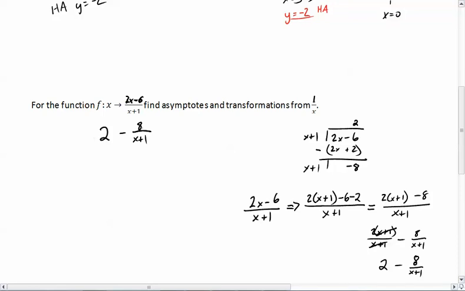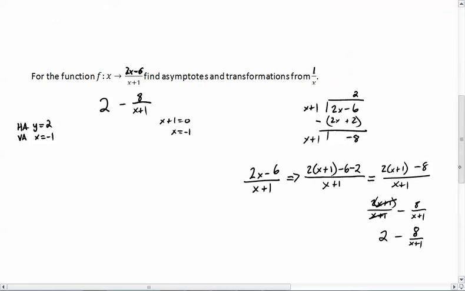Okay, so we need asymptotes, we need transformations. So let's do asymptotes first, horizontal and vertical. Now remember, the vertical asymptote comes when the bottom is equal to 0. So x plus 1 equals 0, therefore x equals negative 1. So that is my vertical asymptote. And then the horizontal asymptote comes, again, remember, when x gets really, really big. So when x gets really, really big, I'm going to have 8 divided by a really, really big number, which is going to get really close to 0. So it's going to be 2 minus 0. Therefore, my horizontal asymptote is at y equals 2. So there we go, we've got our asymptotes.